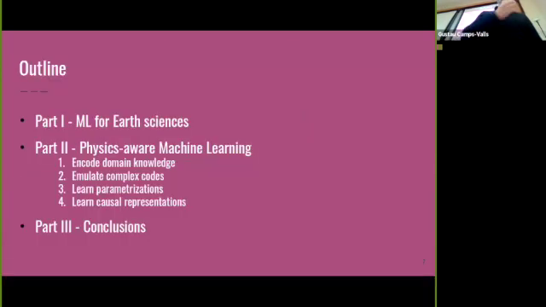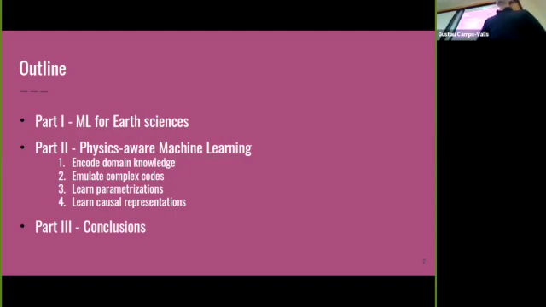Basically, this is the outline of the presentation. First I will try to summarize the current role of machine learning in earth and climate sciences, and also talk about the opportunities and challenges that we are going to face and are already facing. This will bring me to the second part, which is the interesting meat of the presentation, and has to do with physics-aware machine learning.